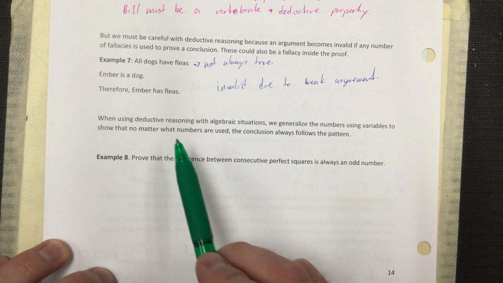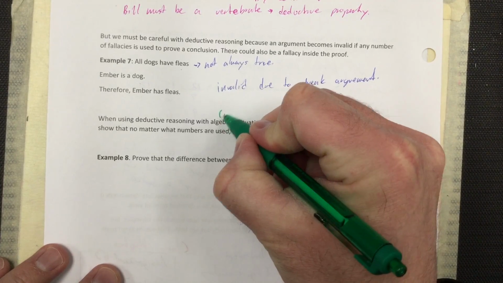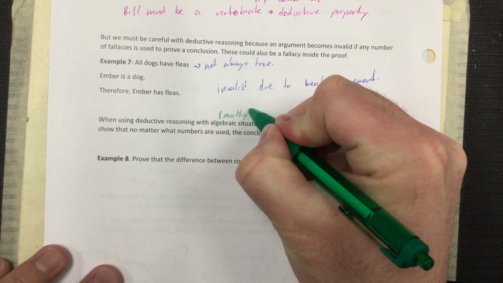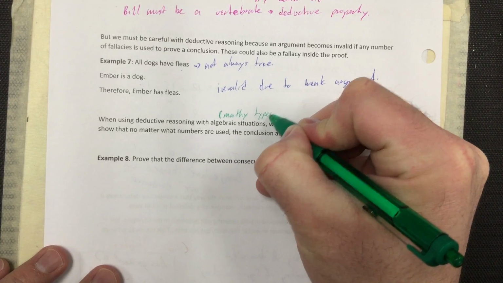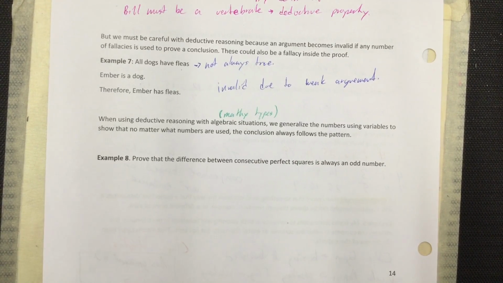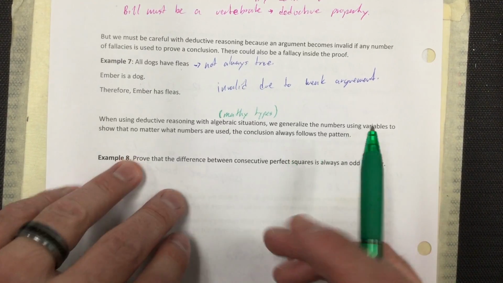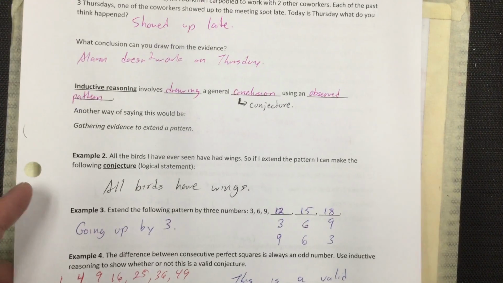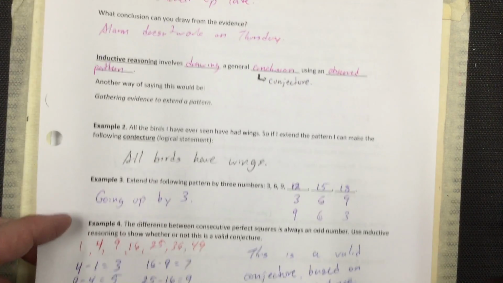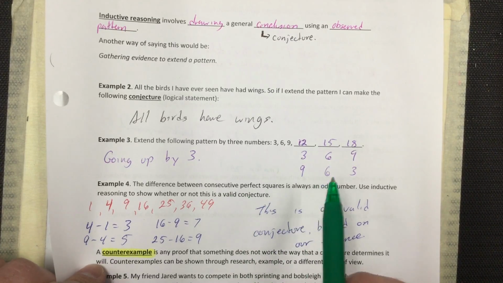Now, when using deductive reasoning with algebraic solutions, and if we want to call this mathy types of solutions, we can generalize numbers using variables that show that no matter what numbers are used, the conclusion always follows a pattern. So I just want to quickly slide back to what we did in a previous lesson, with the difference between consecutive perfect squares is always an odd number.